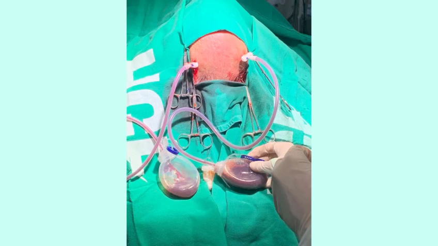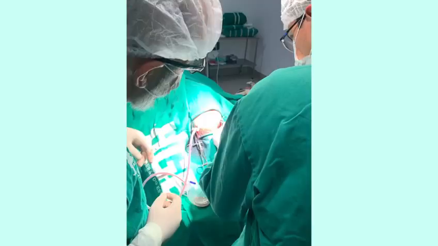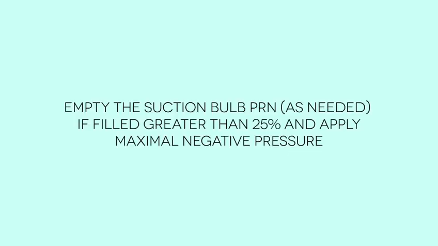Antibiotics should be continued while the drain is in place. Patient should be kept supine with a pillow for at least 12 hours following the NASP insertion to enhance greater subdural fluid drainage and brain expansion. Empty the suction bulb PRN as needed if filled greater than 25% and apply maximal negative pressure.